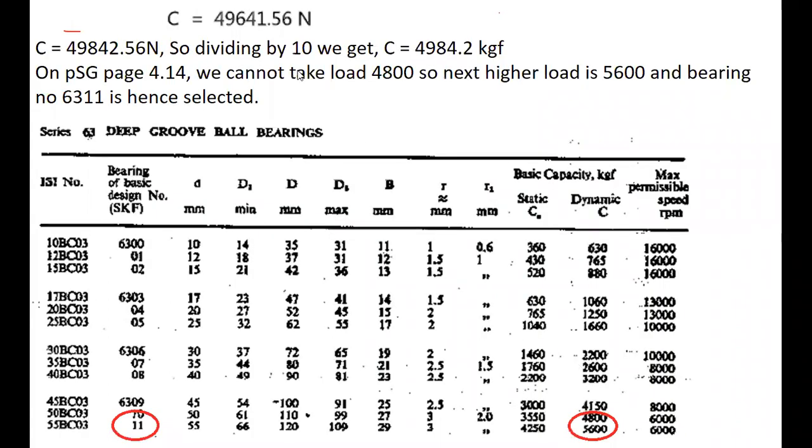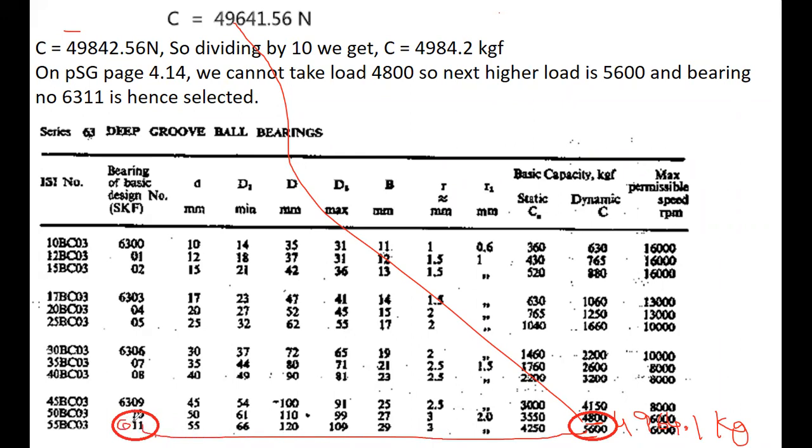And if you see this in your design data book, this 4964.1 kgf falls between 4,800 and 5,600. So we cannot take 4,800 because it is less than our C value. You can see here. So we will take 5600, and in front of that, the bearing number is 6311. Hence, we are going to select this bearing.